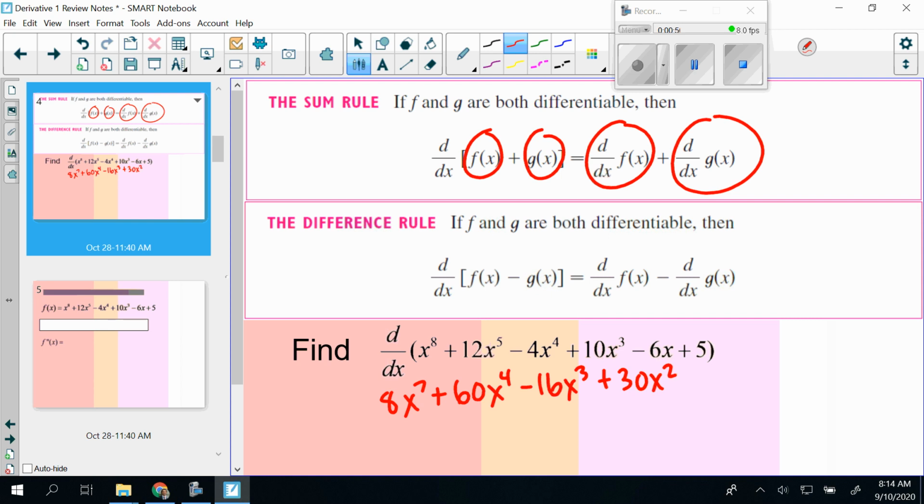When we get to these last two, the exponent's 1, so when you drop that down, it stays -6. One less than our exponent would be 0. You can write x to the 0, but you don't need to, because anything to the 0 power is just 1. So that would just turn to -6. And then remember, the derivative of our constant there is 0, and so that would be our derivative.